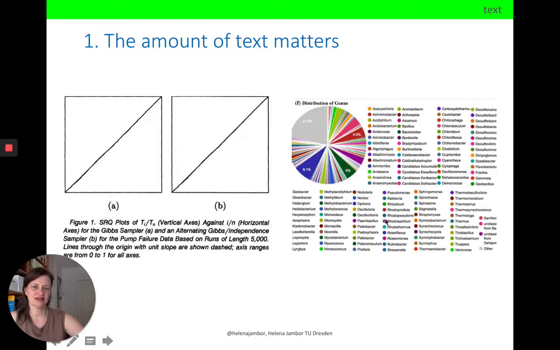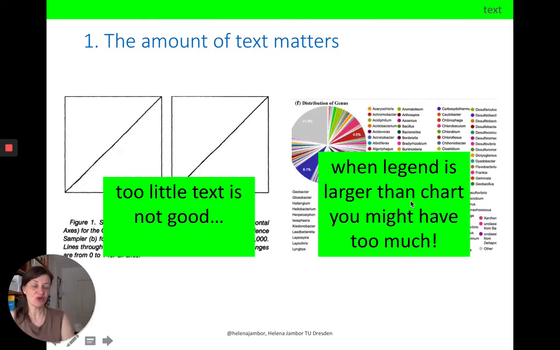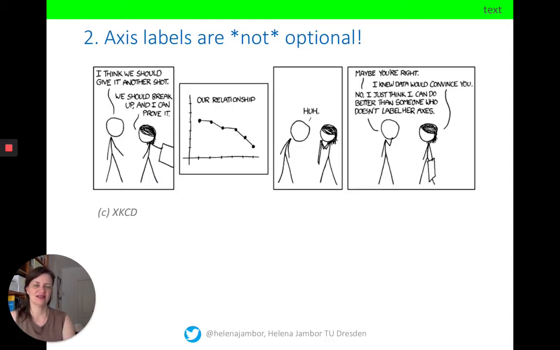On the other hand, this example here I found in a recent paper and I was astonished because the legend space is many times the space of the actual chart. So too little text is never a good idea, and when the legend is larger than the chart, you might have too much text.